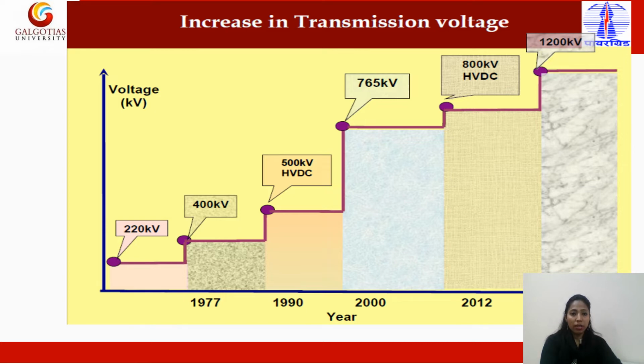In 1977, 400 kV was the voltage level for transmission. Then in 1919, 500 kV was available for transmission. Then in 2000, 765 kV was introduced. Then in HVDC, in 2012, the 800 kV HVDC voltage level was developed, and next in planning is 1200 kV. So that's why the voltage is increasing to transmit the power in a transmission line.